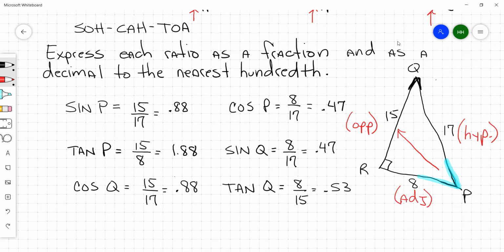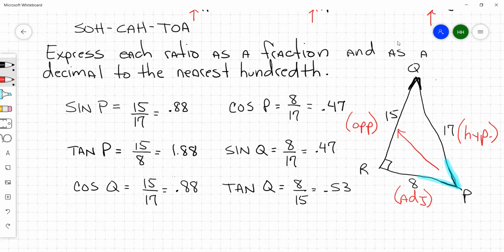If you could picture yourself standing inside that triangle with your back against P, and if you looked out into that triangle, the side opposite of you would be 15, wouldn't it? And then you would have two sides next to you. One is 8 and one is 17. But the hypotenuse is always the hypotenuse, isn't it? It's always the side across from the 90. So that makes the other side that's next to it the adjacent side.